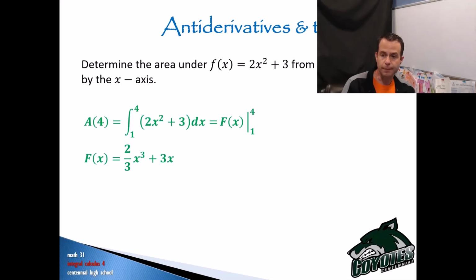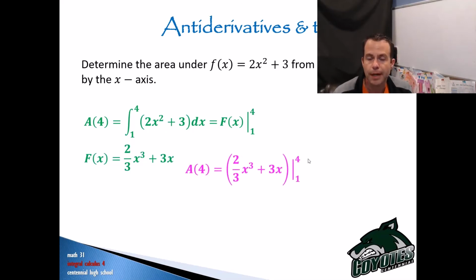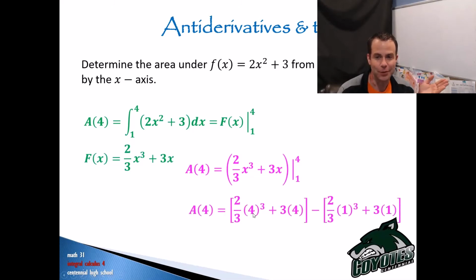So I figure out what f of 4 is, and then I subtract what f of 1 is. So I'm going to calculate the area of 2/3 x cubed plus 3x from 1 to 4. I plug in 4, I plug in 1, and I subtract those two numbers. Do you see what I'm doing here? I said I was taking the integral first. It's all about communication.